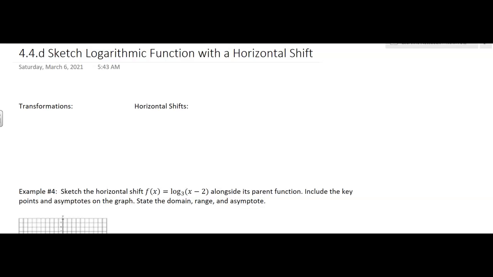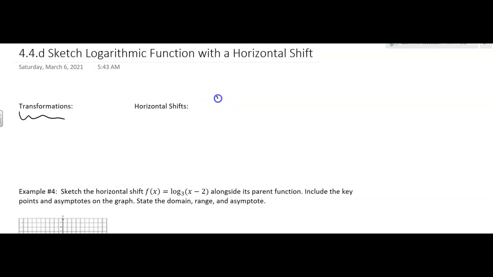Okay, so now we're going to start talking about transformations with the graphs of the logarithmic functions. And we're going to have the same transformations we've seen on other functions: horizontal shift, vertical shift, stretch, compression, reflections, those things. All right, so here we're going to talk about a horizontal shift.